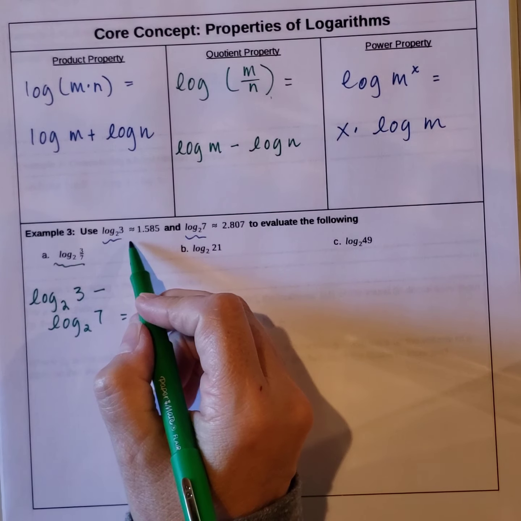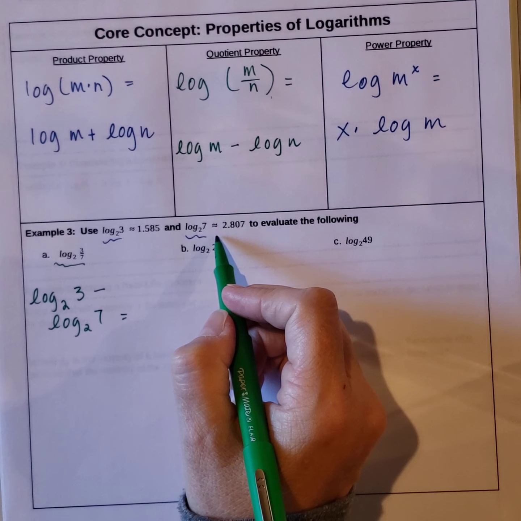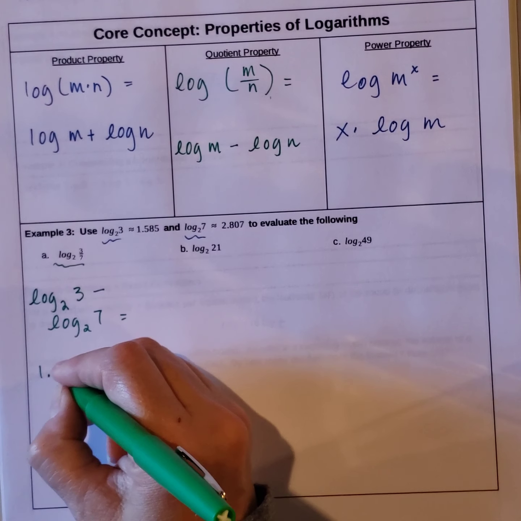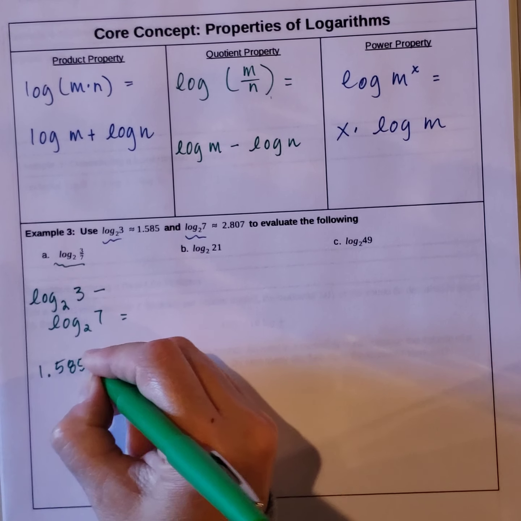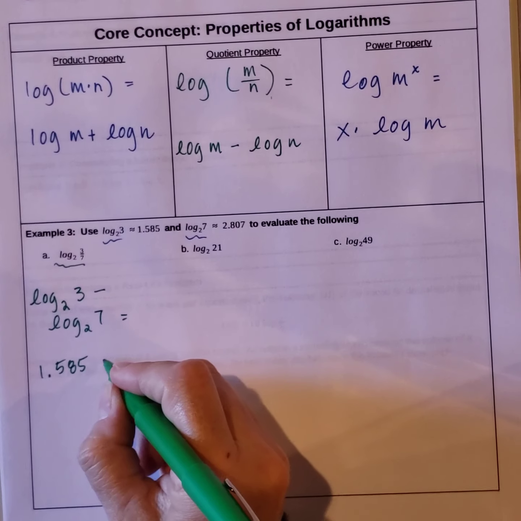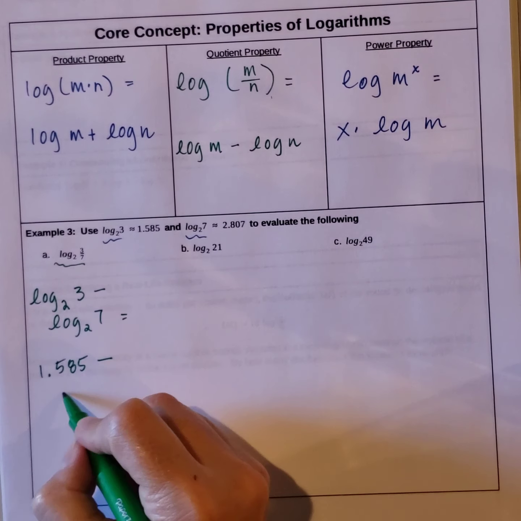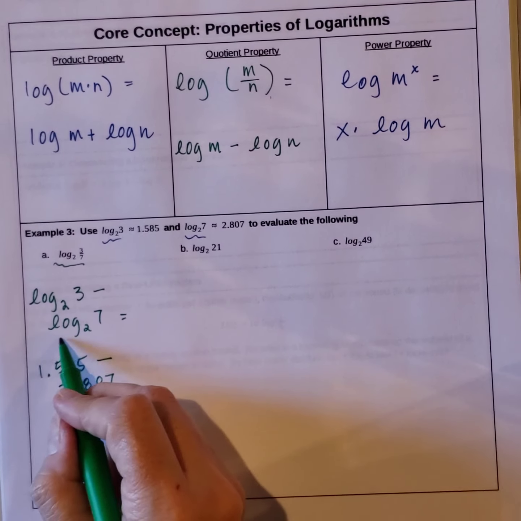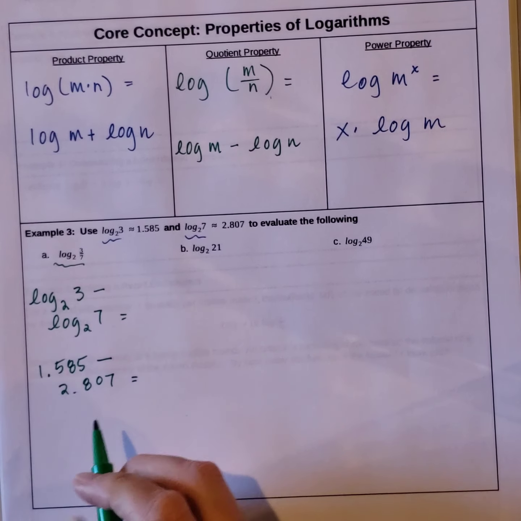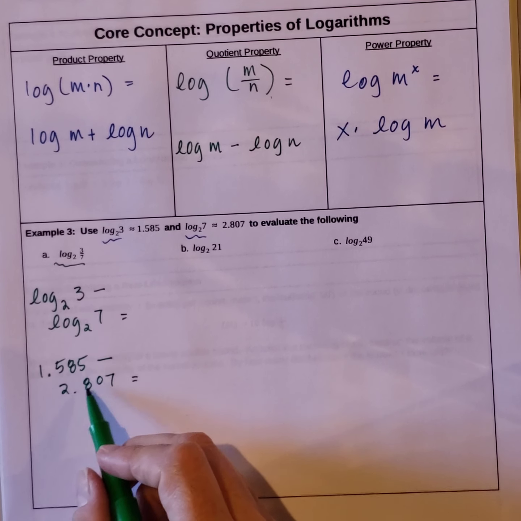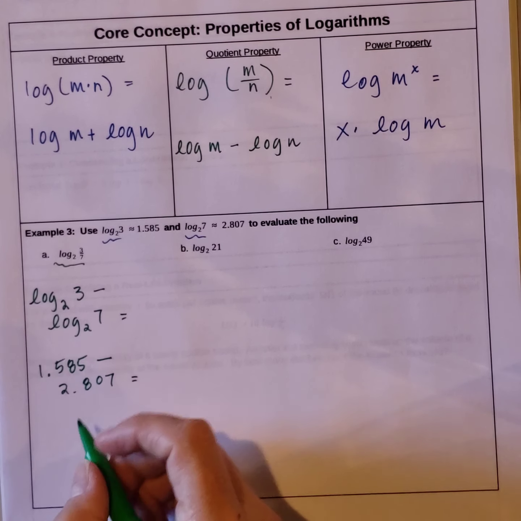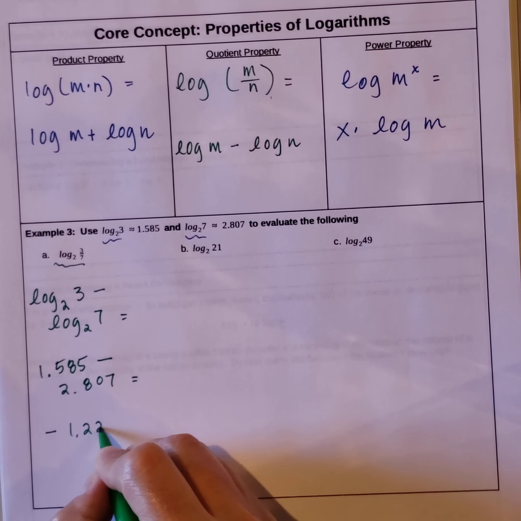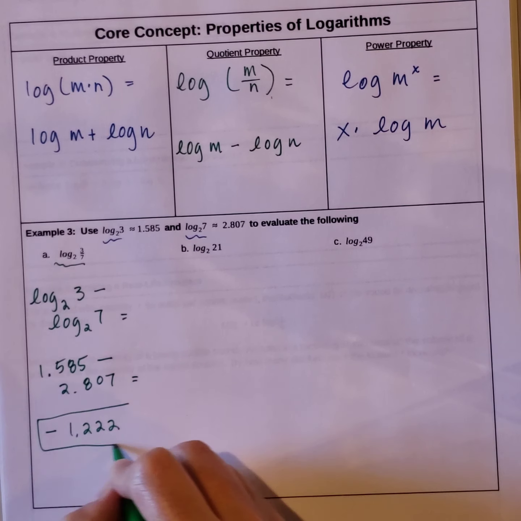I know the value of log base 2 of 3 and I know the log base 2 of 7. So I'm going to take these values. 1.585 goes in for the log base 2 of 3, subtract 2.807 because we know that this is equal to that, and simplify it. So 1.585 minus 2.807 is equal to negative 1.222. So this is our final answer.